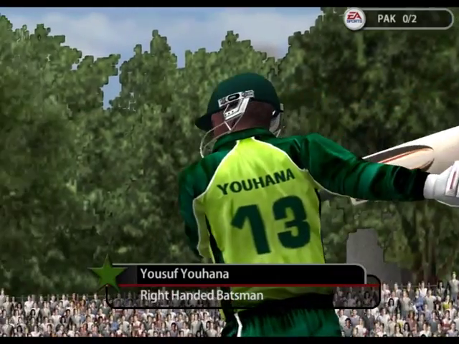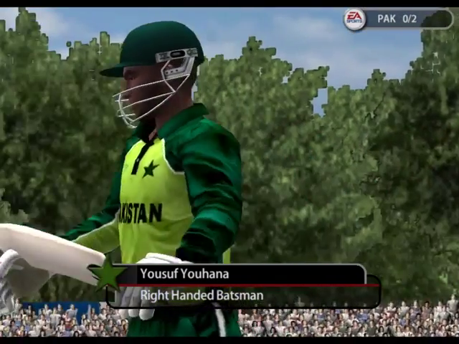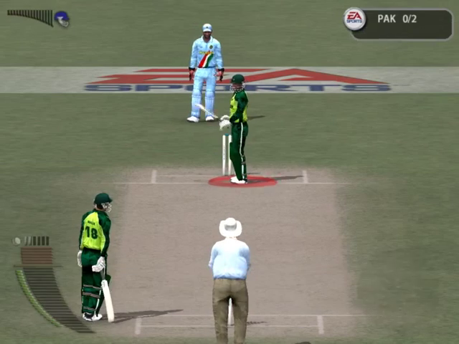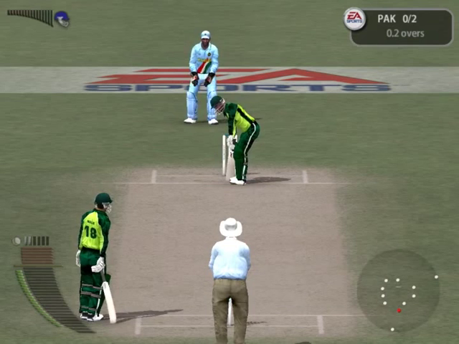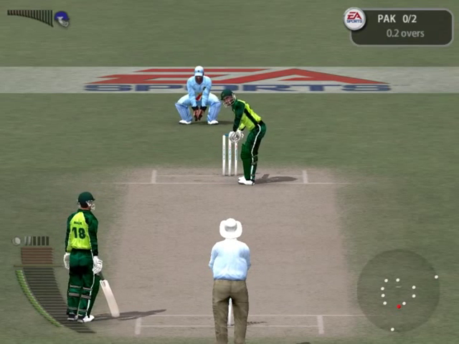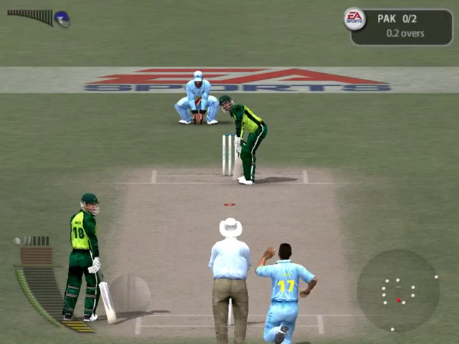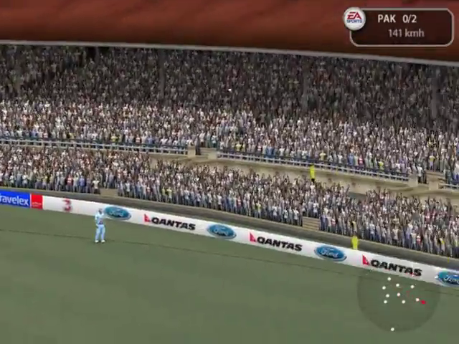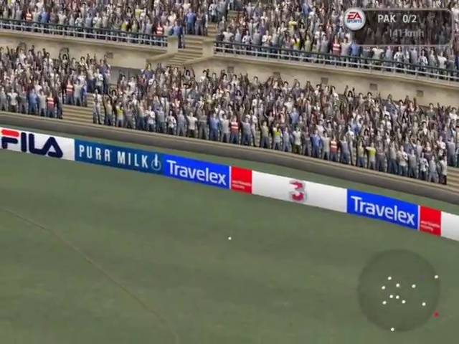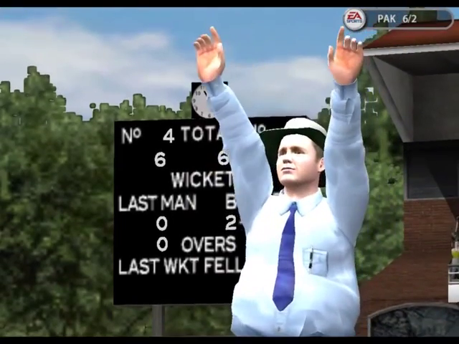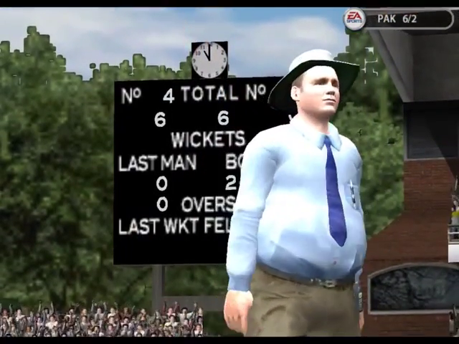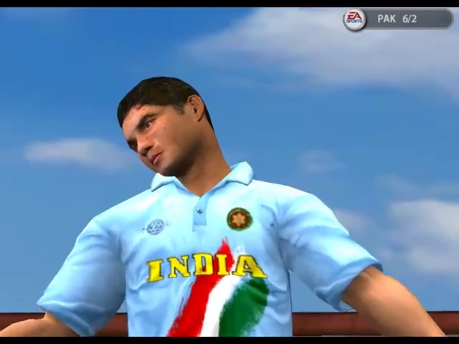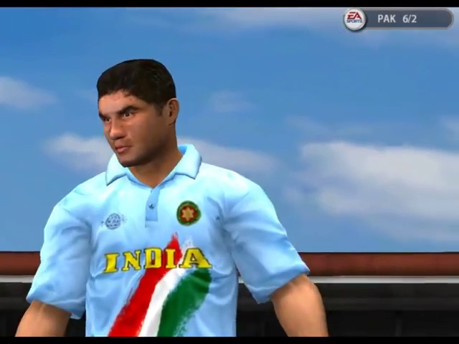The next batsman is Yusuf Yuhana. Yusuf Yuhana to face the hat-trick ball. Ganguly is after it. He runs here. Smashed that one right out of the ground. That's the first boundary of the innings for Pakistan. That was a super shot. I really didn't think it was too bad a ball.